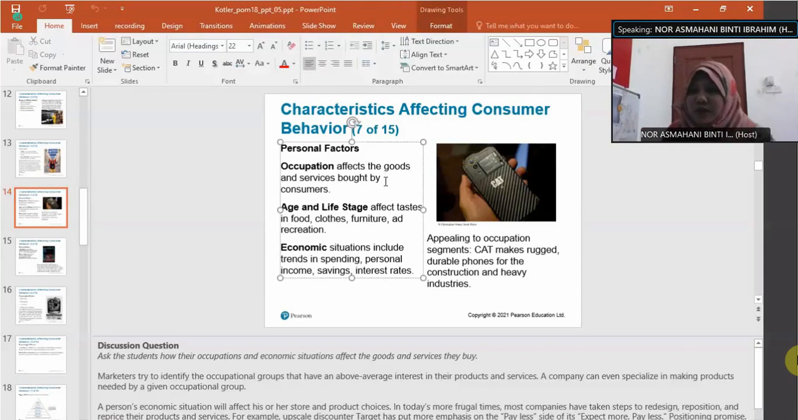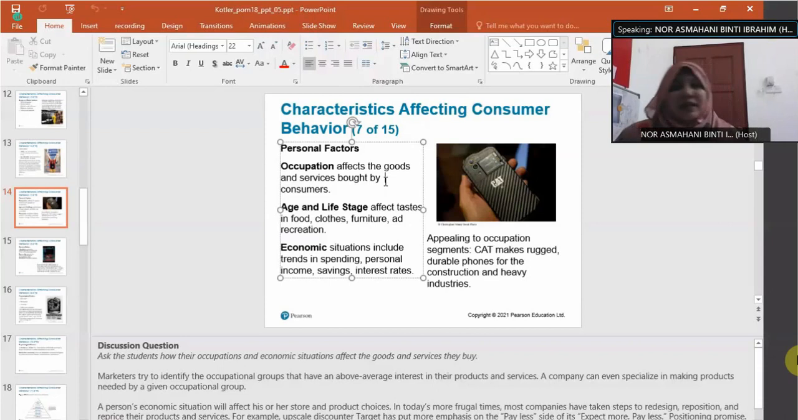Personal factors: occupation, blue collar, white collar, right? Professional, a clerk, a doctor, right? The academician or a teacher, for example, what he or she wears, buys, right? That is because of their occupation. Stationery is like a heart to a teacher, right? Stethoscopes are the closest to a doctor, right? These are the serious things.